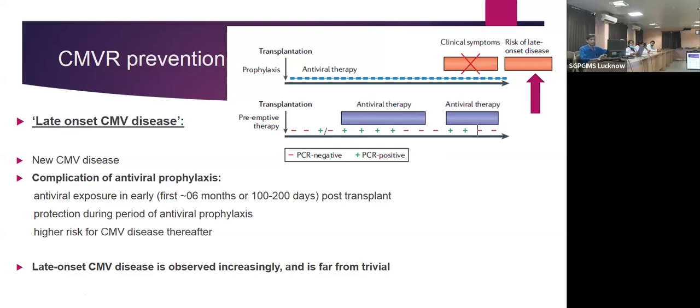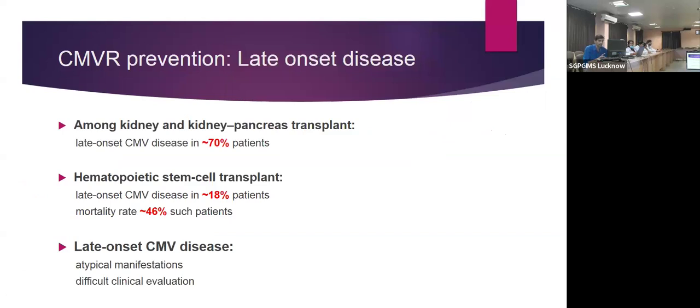Once antiviral prophylaxis was started, we thought late onset CMV disease was controlled. But nowadays, late onset CMV disease is observed increasingly, and this is not a trivial phenomenon. Just see the figures: the load of late onset disease is very high in hematopoietic stem cell transplant patients, and in solid organ transplantation it is almost in all patients. The problem is that it is an atypical manifestation and very difficult to evaluate and diagnose clinically, because the features are not as typical as in early onset disease.